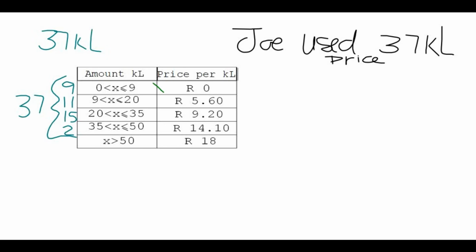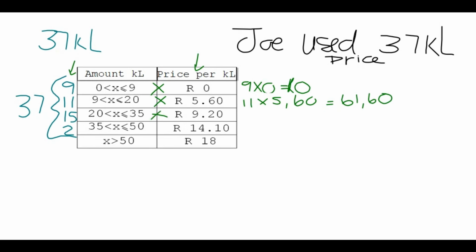Now your second step is going to be to multiply this, the blue number and the price. So I'm going to say 9 times 0 and get my answer. That's 0 rand. Then I'm going to say the next one is 11 times 5.60. It gives you 61.60 rand. Let me just write the full thing out. It's going to be 11 times 5.60. 61.60. And then in the next category, it's going to be 15 times 9 rand 20 cents. It's 138 rand. And finally, there's only 2 kiloliters that I used in that category, and it's 14 rand 10 cent each, to give you 28 rand 20 cents.